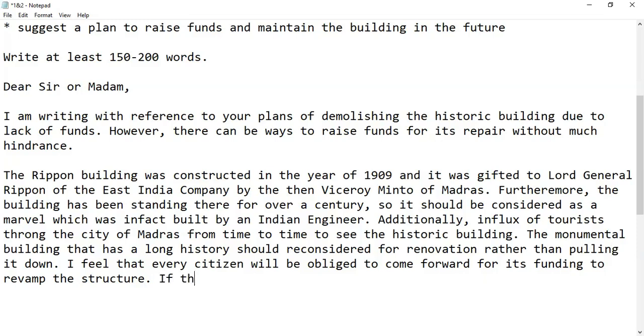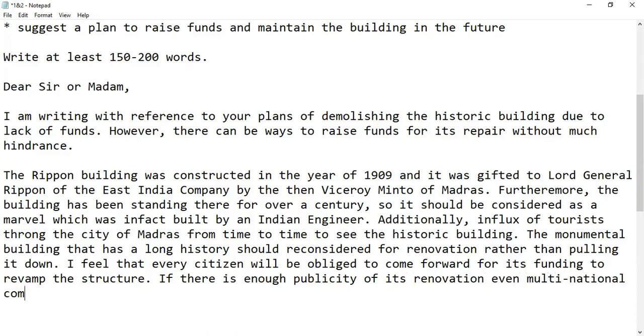If there is enough publicity of its renovation, even multinational companies or organizations will be more than happy to generously come forward to fund it.